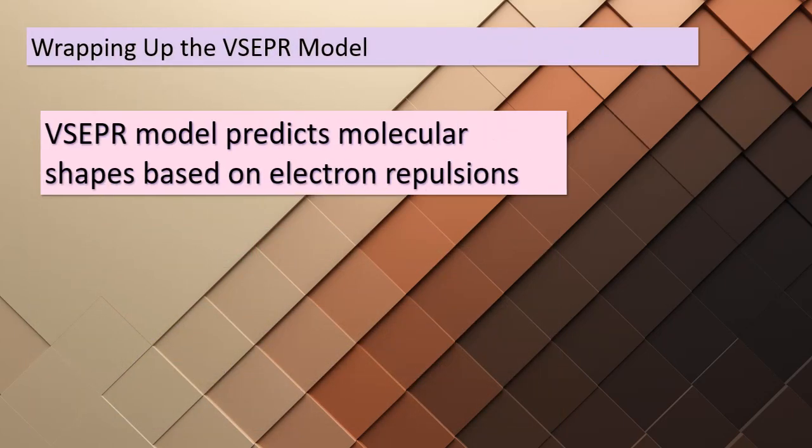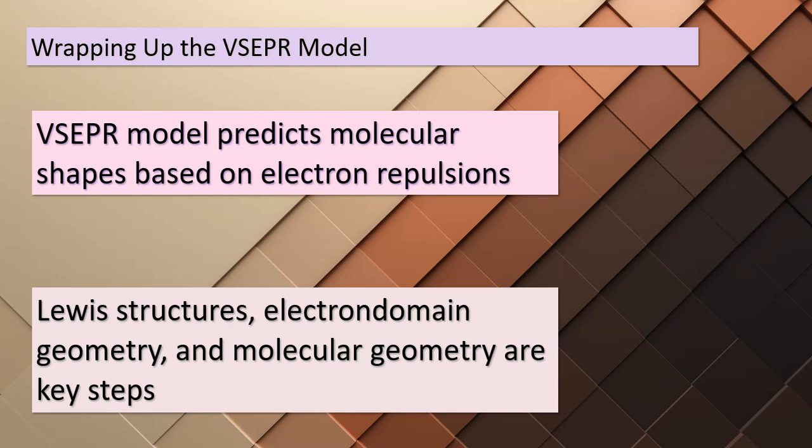And there you have it. Curious minds, we've taken a deep dive into the VSEPR model, a tool that lets us decipher the intricate shapes of molecules and ions. Remember, it's all about predicting shapes based on electron repulsions. Lewis structures, electron domain geometry, and molecular geometry are our trusty guides. Don't forget the impact of lone pairs, they play a significant role in shaping molecules. Keep exploring the world of chemistry, and remember that every shape tells a unique story.